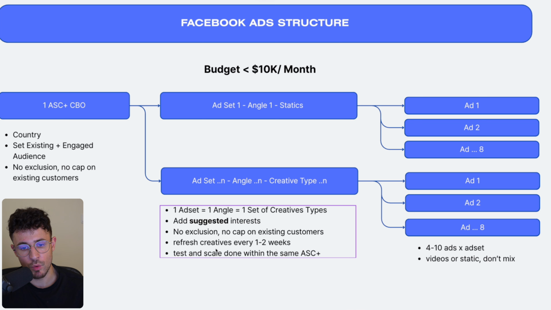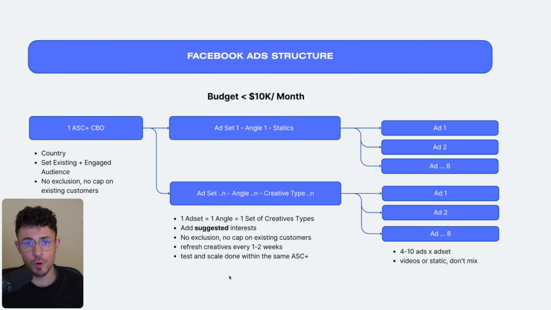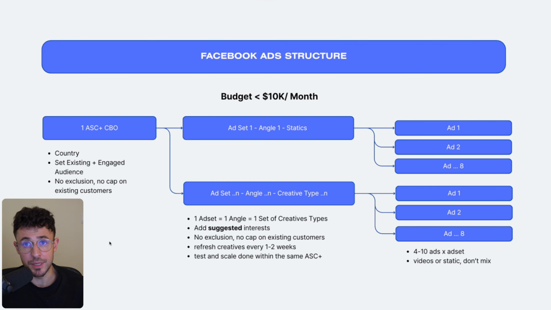Refresh creatives every 1 or 2 weeks. Test and scale done within the same Advantage Shopping Plus campaign. The problem that I see, which is very common, is splitting the campaigns into testing and scaling when the budget is still less than 10k a month. Sometimes it can be done. In other cases, it's better not to, because you're going to be focusing most of the budget into one campaign, and so there are more chances that you get out of the learning phase. And this is what generates stability and consistency in the return on ad spend when you're ready to scale.